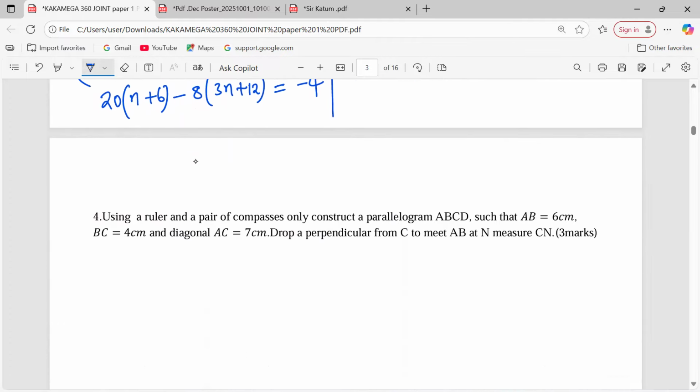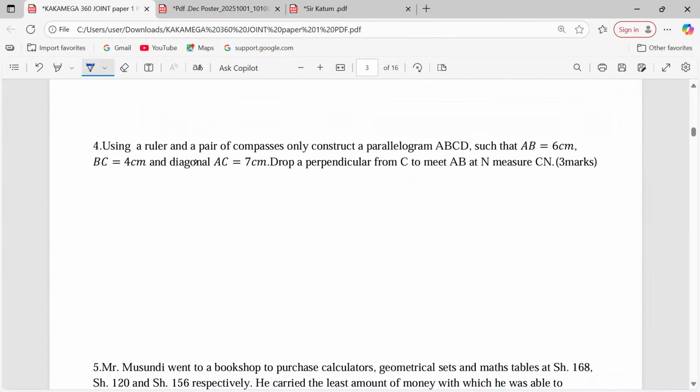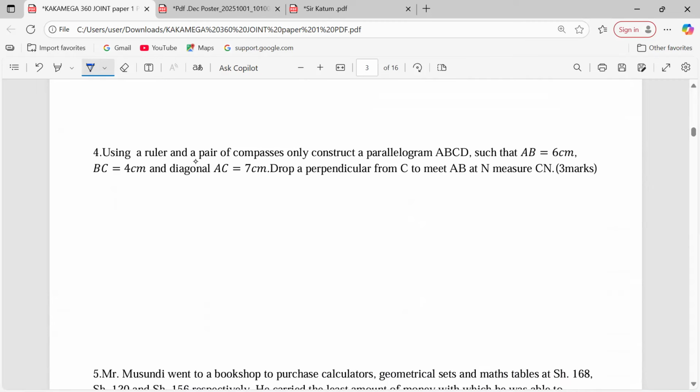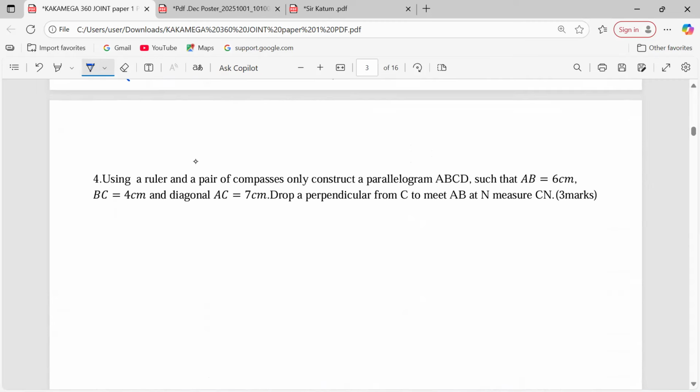We proceed now to number 4. Geometry and basic constructions. Using a ruler and a pair of compasses only, construct a parallelogram ABCD such that AB is 6, BC is 4, and the diagonal AC equals 7. Drop a perpendicular from point C to meet AB at N, then measure the length of CN.